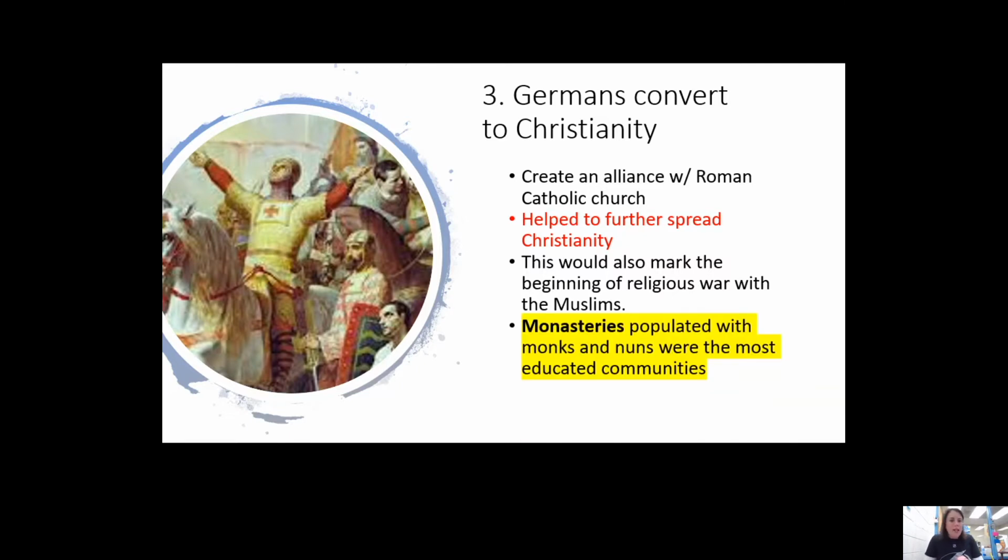Now, something that I want you to highlight, a key vocab word is monasteries. This is the only place where anyone could read. And there are these areas that are populated with monks and nuns. And they're the most educated communities. They'd be kind of sheltered away and they'd write Bibles because all books were handwritten back then. So they'd write Bibles and religious pamphlets. These monasteries are the only place where any sort of education is going on. I'd like you to highlight that term.